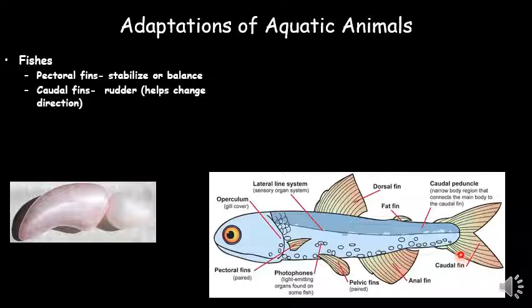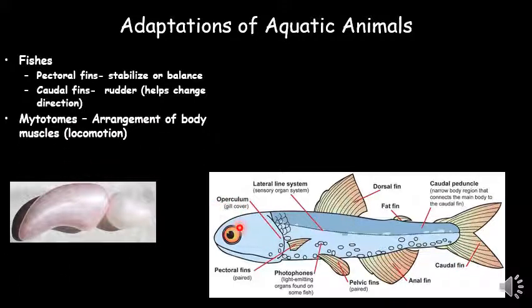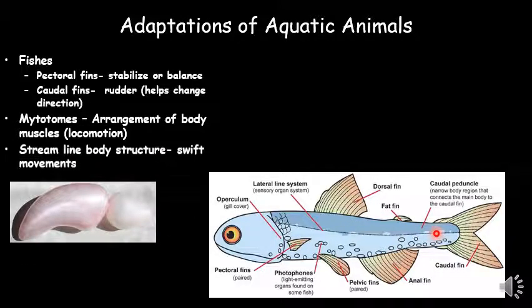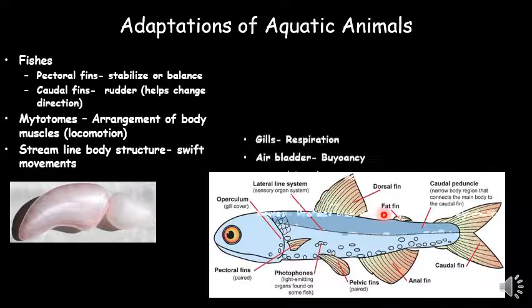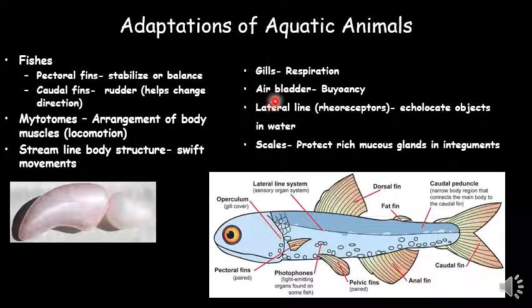And if you look at their body, it is completely streamlined, and their myotome muscles perfectly enable the organism to move very rapidly. Since they have a streamlined body structure, they can move in a fraction of a second when threatened by a predator. And here are a few more examples of adaptations of aquatic animals.